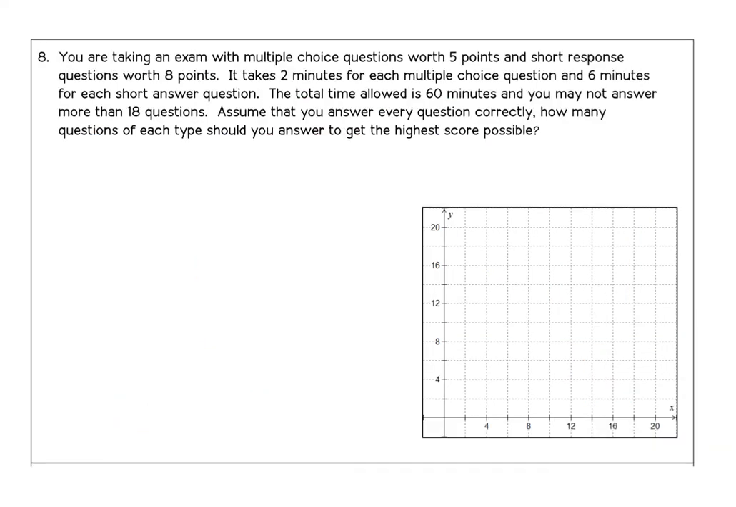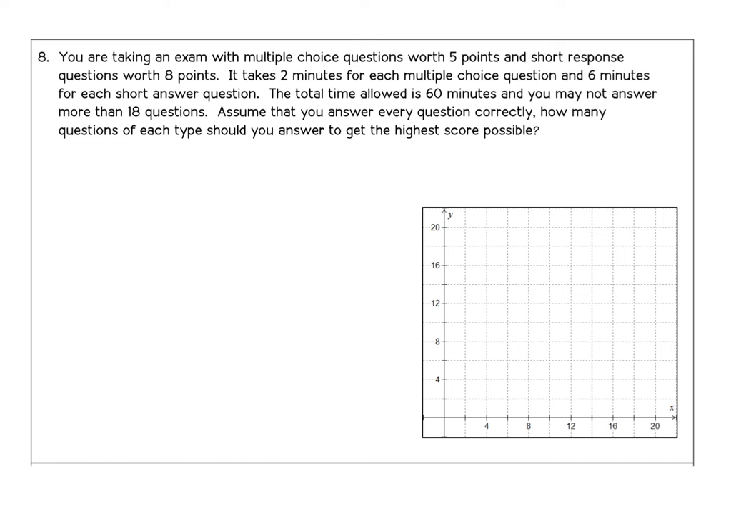Let's just talk through some of these. I want to talk through them so you can start to get a feel for what you're doing. You're taking an exam with multiple choice questions worth 5 points. Short response questions worth 8 points. It takes 2 minutes for each multiple choice question, 6 minutes for each short answer. The total time allowed is 60 minutes, and you may not answer more than 18 questions. Assume that you answer every question correctly. How many questions of each type should you answer to get the highest score possible?